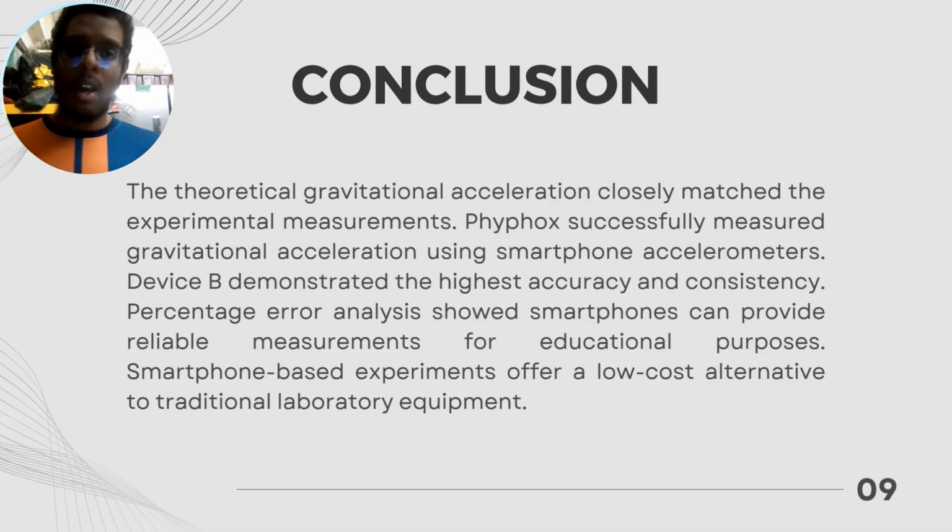In conclusion, our experimental measurement values closely match our theoretical gravitational acceleration. Hence, Phyphox successfully measured gravitational acceleration using a smartphone. However, since we used two devices, device B shows more accuracy than device A. This shows that we need to use multiple devices for this experiment to get a more reliable measurement. And finally, smartphone-based experiments offer a low-cost alternative to traditional laboratory equipment, since everybody has a phone, everybody can install Phyphox, and everybody can do a simple experiment.